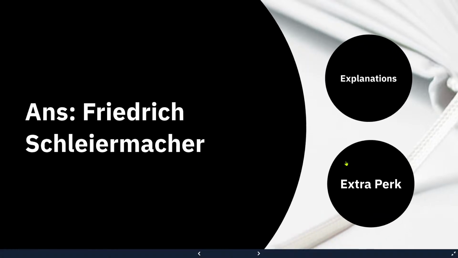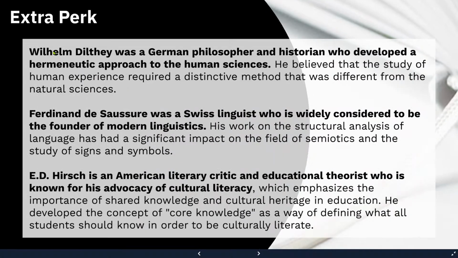And we have an extra perk for this question. Wilhelm Dilthey was also a German historian and developed the hermeneutic approach to the human sciences. So the first pioneer was Friedrich Schleiermacher, and now we have Ferdinand de Saussure, who is a Swiss linguist. We know him as the founder of modern linguistics. E.D. Hirsch is an American literary critic, and he is associated with advocacy of cultural literacy.